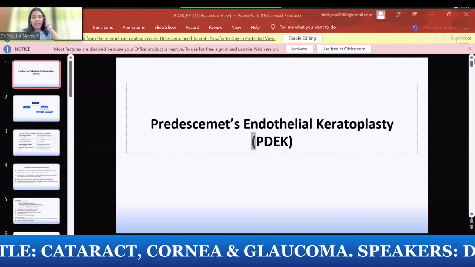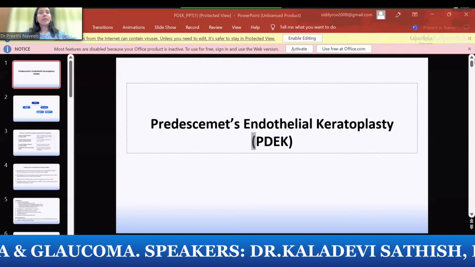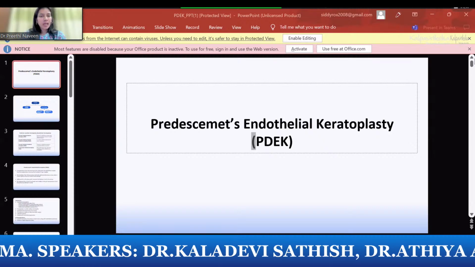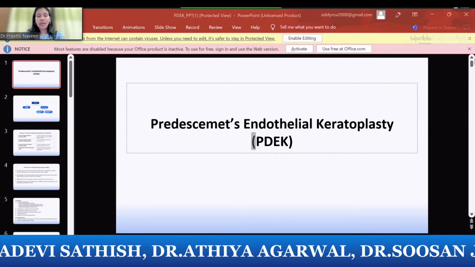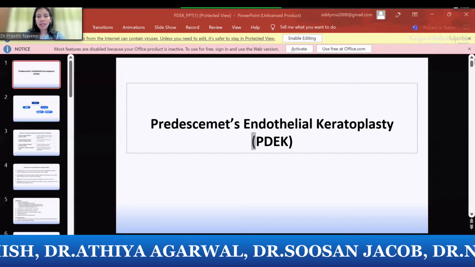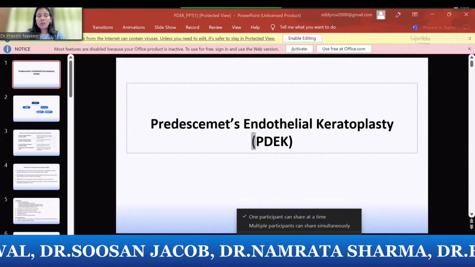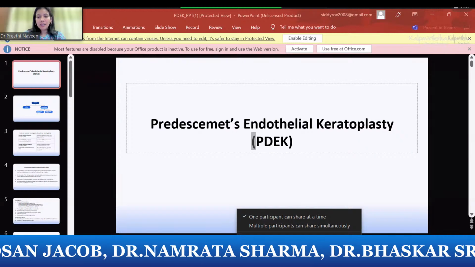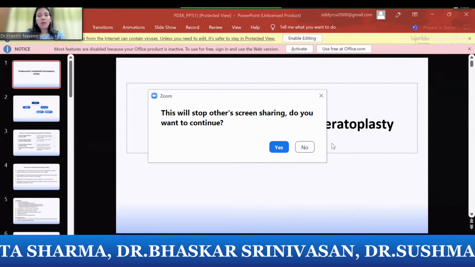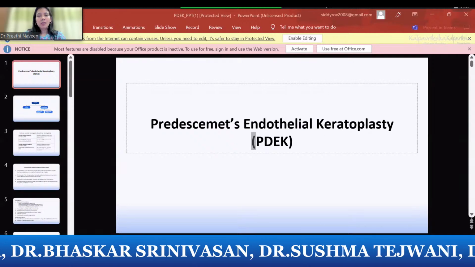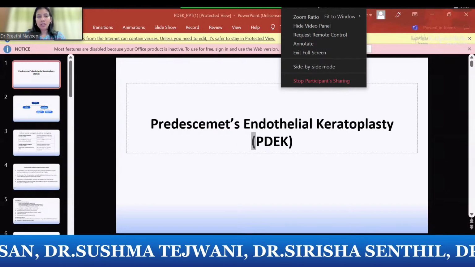So PDEK is, like I told you, a posterior lamellar keratoplasty surgery. And I think we've already gone through what is DSEK and DMEK. So PDEK is basically where only the Dua's layer, the Descemet's, and the endothelium are transplanted. And the advantage of PDEK is, one, it has an added Dua's layer, which gives it an additional splinting effect. And the normal Descemet's endothelium complex would be around 10 to 15 microns, and your PDEK would add on another 10 to 12 microns to it.